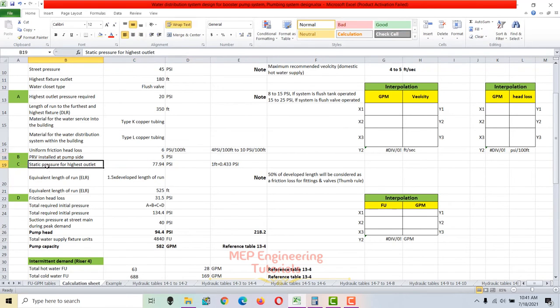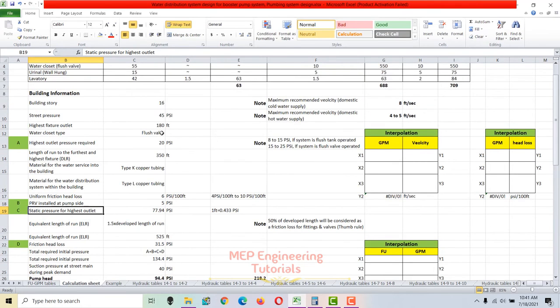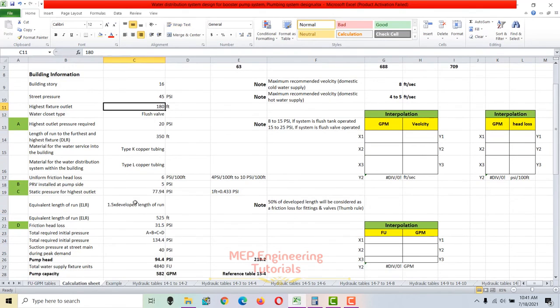So the next thing we have to add here is the static pressure for the highest outlet. Since we know that our highest outlet is 180 feet above the pump level, now we need to calculate the static pressure for the highest outlet. We know that 1 foot is equal to 0.433 psi. So static pressure for the highest outlet is equal to 180 feet times 0.433. Converting this into psi, it will be 77.94 psi.